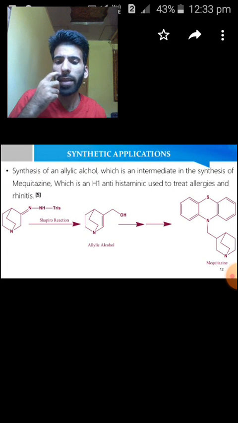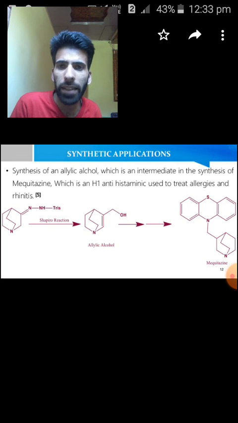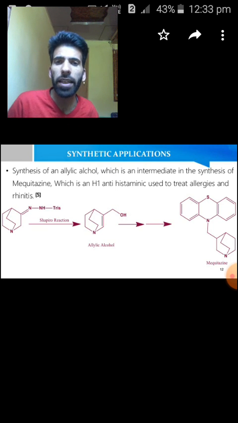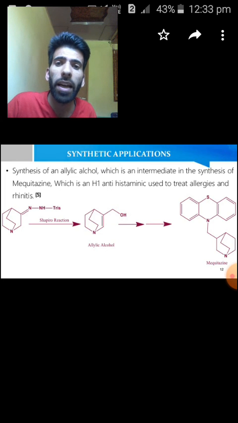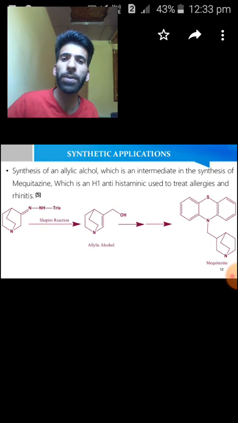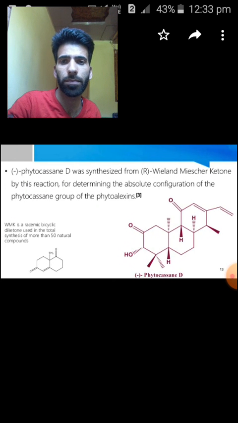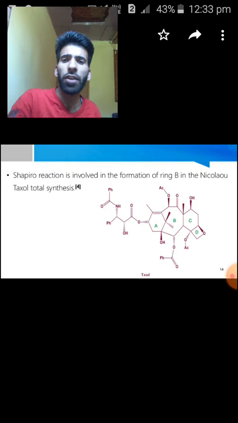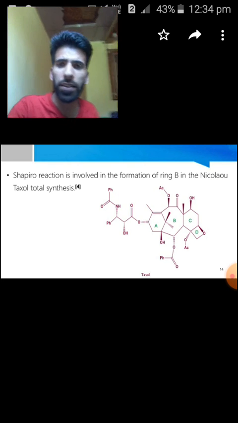When we talk about the synthetic applications of this Shapiro reaction, you can here see the synthesis of an allylic alcohol, which is an intermediate in the synthesis of mequitazine, which is an H1 antihistaminic used to treat allergies and rhinitis. Shapiro reaction is involved in the formation of ring B in Nicolaou's taxol total synthesis.